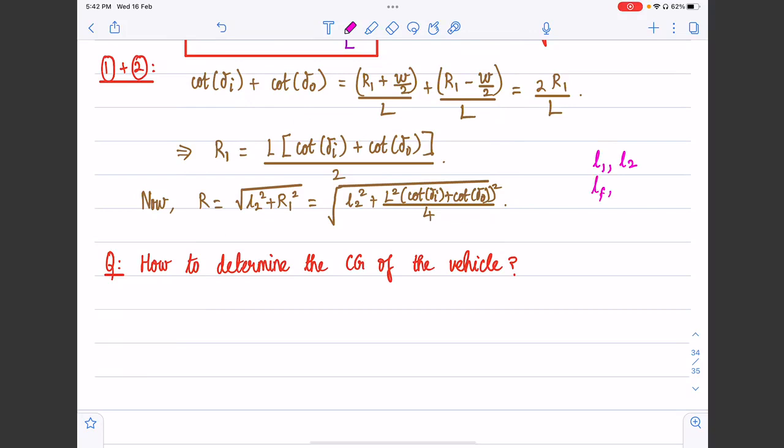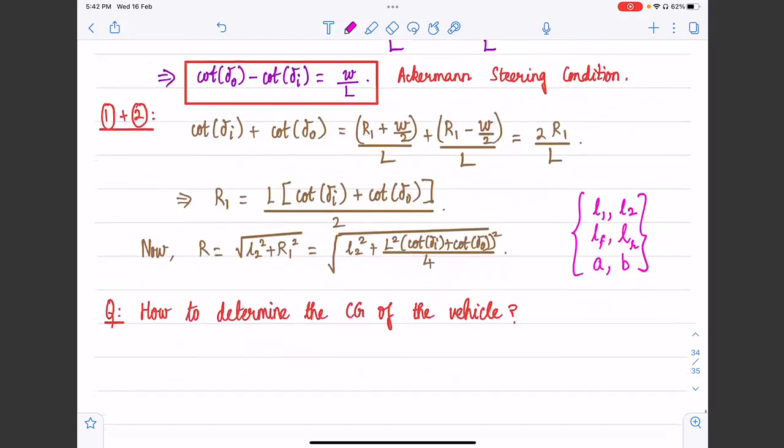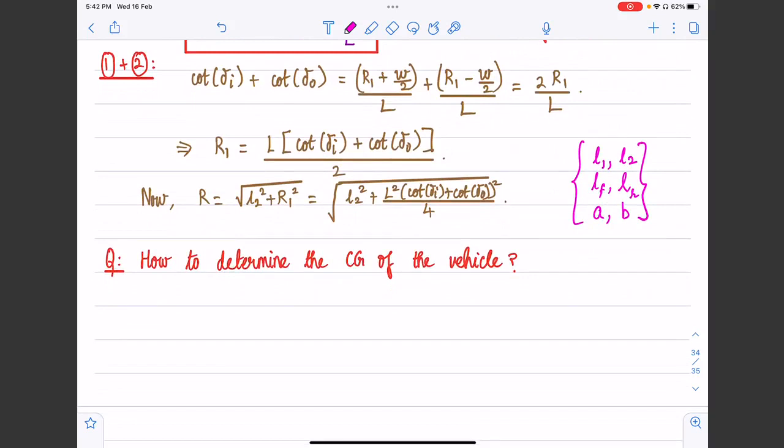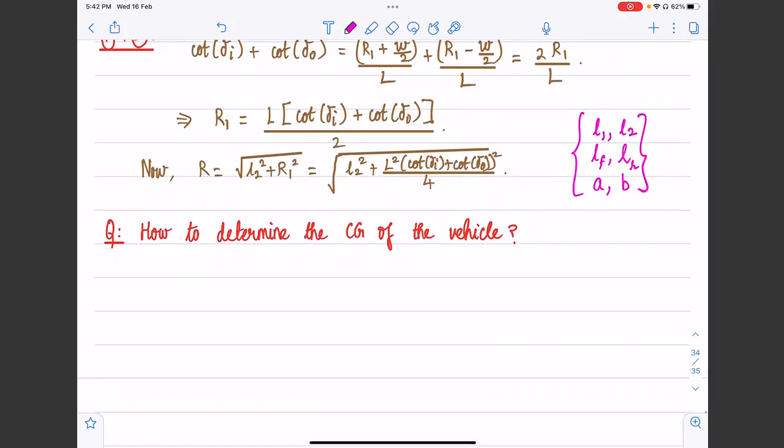Some textbooks or references will use LF, LR to indicate these distances. Some textbooks will use A, B. So these are equivalent symbols used to refer to the same thing. Ultimately, what it means is that L1 plus L2 will be the wheelbase, LF plus LR will be the wheelbase, A plus B will be equal to the wheelbase, right? The question is how do we determine the values of these parameters and also the height of the CG? That is also important.